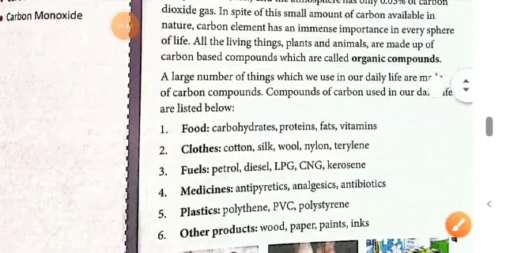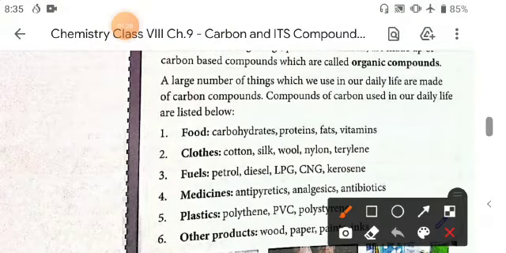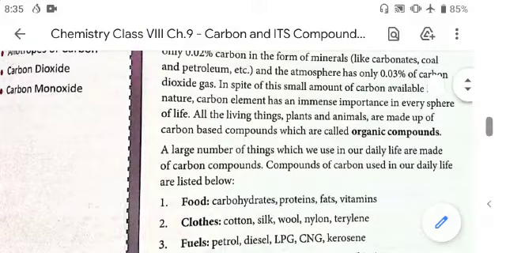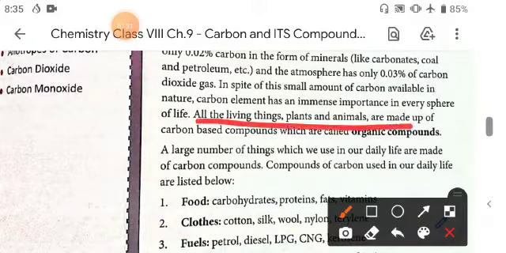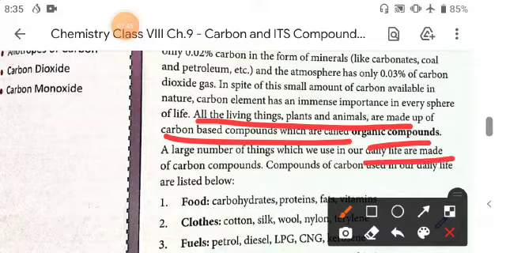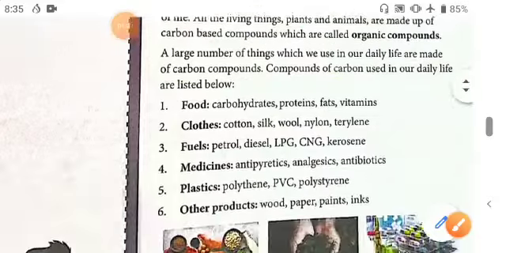All living things, either plants or animals, are made up of carbon based compounds, which are called organic compounds. So organic compounds means compounds which are made up of carbon. A large number of things which we use in our daily life are made up of carbon compounds. The list of compounds of carbon used in our daily life is given below.